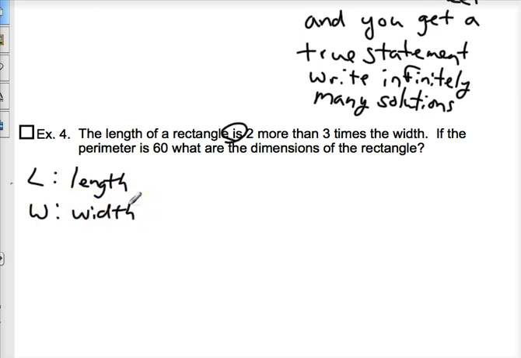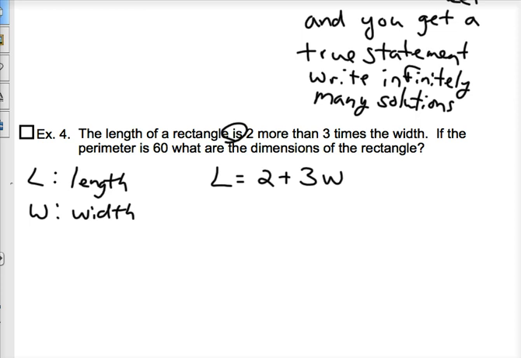All right, the first sentence says length is. So I'm going to say L is, L is my length. 2 more than. More than means if I said you had 2 more than me, if I had $10, that means you have $12. And how do you get that? You add. So 2 more than is 2 plus. And then 3 times the width. So we'll do 3 times the width. That's an expression for length. Length equals 2 plus 3 times the width.